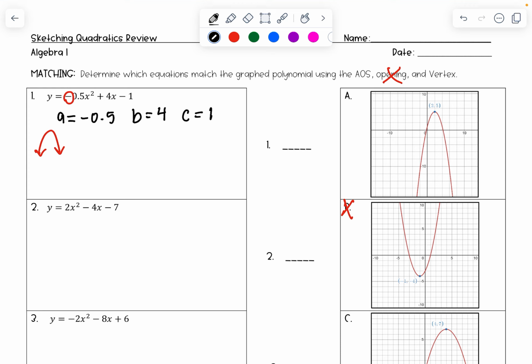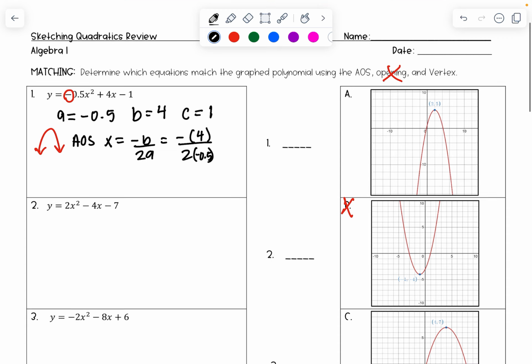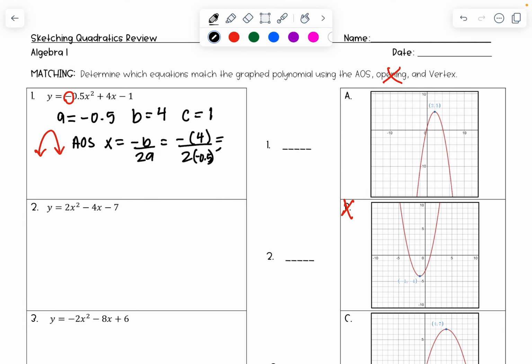We know that if we want to find our axis of symmetry, AOS, and we've been practicing this, that we will use opposite of B over 2A to find that. And I like to just go ahead and plug in those values. B is 4, A is negative 0.5, and this is the point in which we would elect to get a calculator out and simplify this if needed, if you stress out with the decimals.